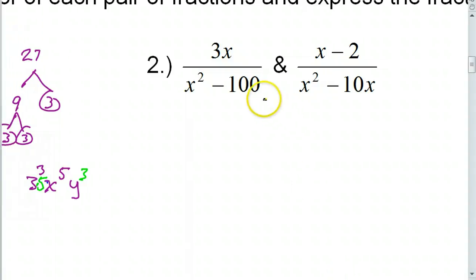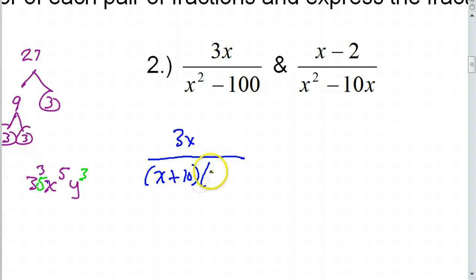All right, so on number 2, factoring. We're going to have to factor everything before we make like denominators. So when you see x squared minus 100, how is that going to factor down? X plus 10, x minus 10. Yeah, that's the difference of 2 squares. So we have x plus 10, x minus 10. Okay, so that's over there.